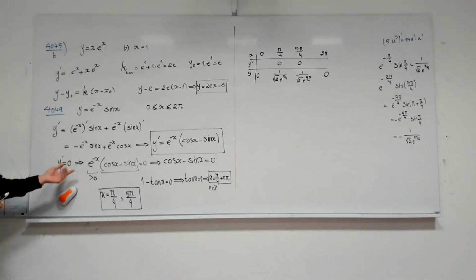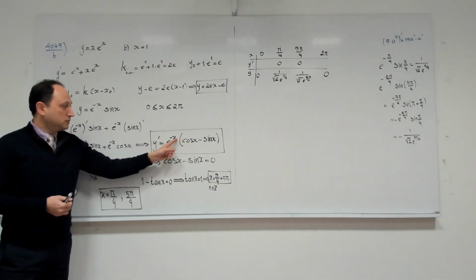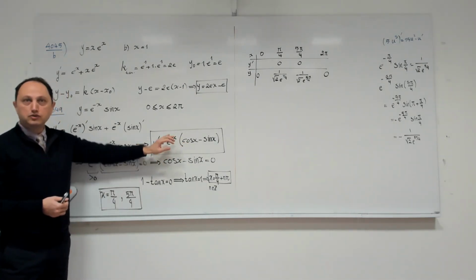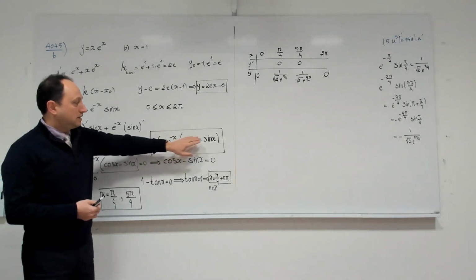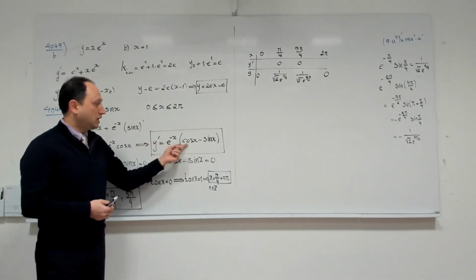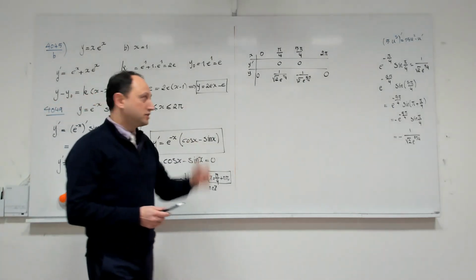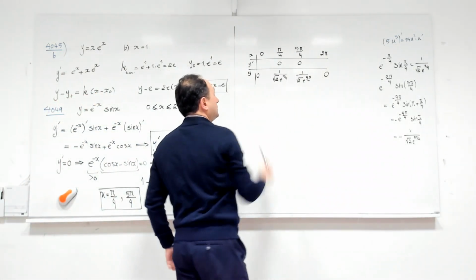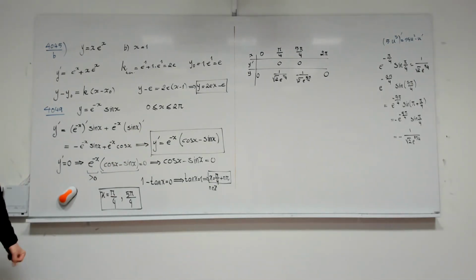But here, the derivative is the product of two parts. This part is always positive, so I don't need to be worried about it. If cosine is greater than sine, the whole product becomes positive. If cosine is less than sine, the whole product becomes negative. And now imagine, if I am between 0 and pi over 4, which one dominates, cosine or sine?